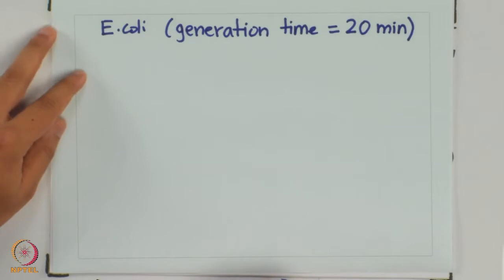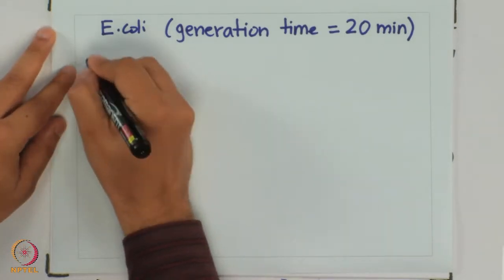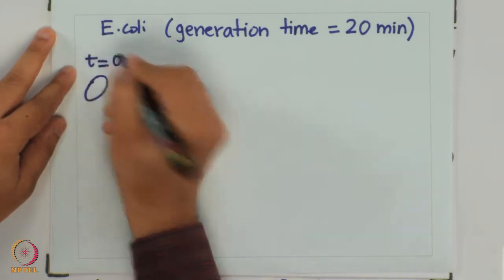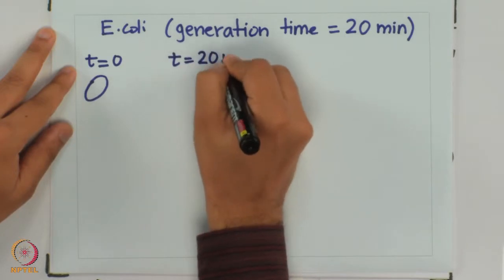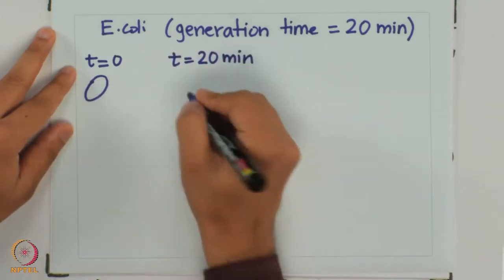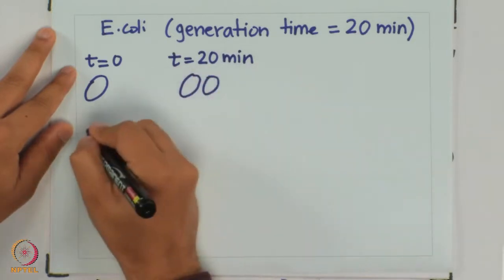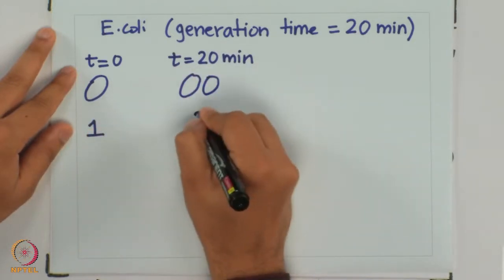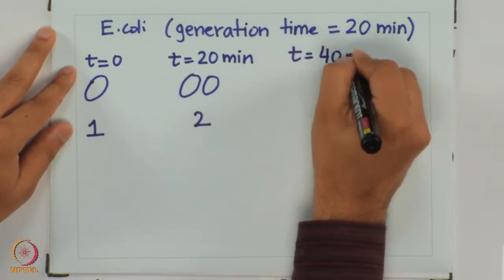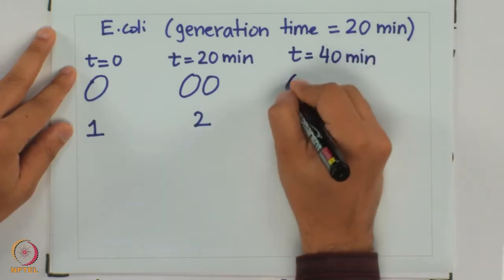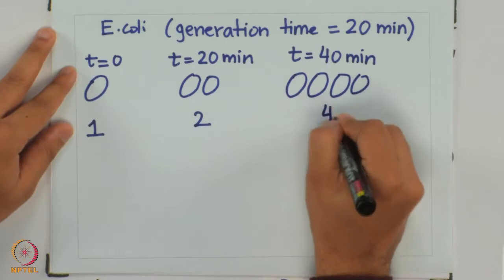And if we assume that at t equal to 0 we start with one bacteria, at t equal to 20 minutes we have two bacteria. This is the number of bacteria, 1, 2. At t equal to 40 minutes we have 4 bacteria, and so on and so forth.